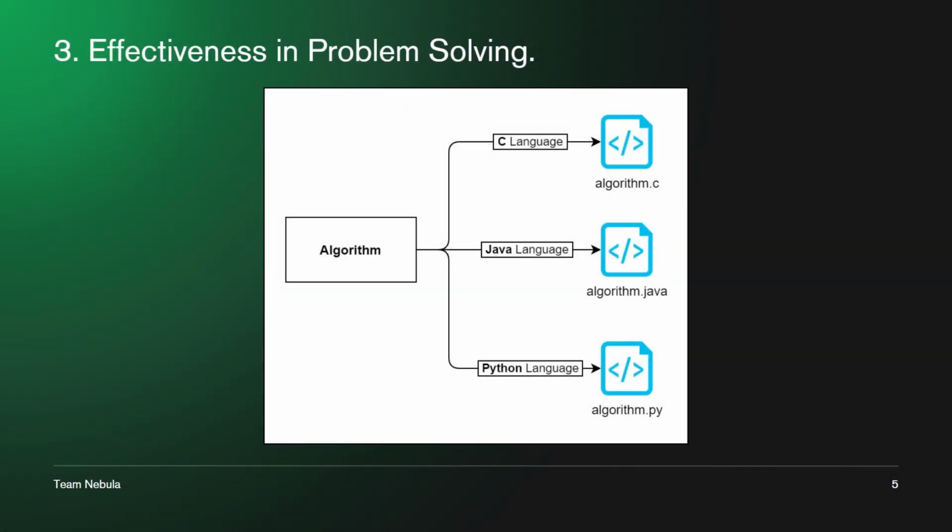Universal applicability. Algorithms should not be tied to a specific programming language. They should be written in a way that allows them to be implemented in various programming languages, making them versatile and adaptable.